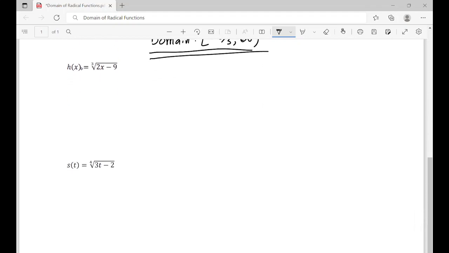Here we have h of x equals the cube root of 2x minus 9. The index here is clearly defined. It's a 3, and 3 is an odd number. So we don't have to do anything with this. The domain, right from the get-go, is just negative infinity to positive infinity, all real numbers.